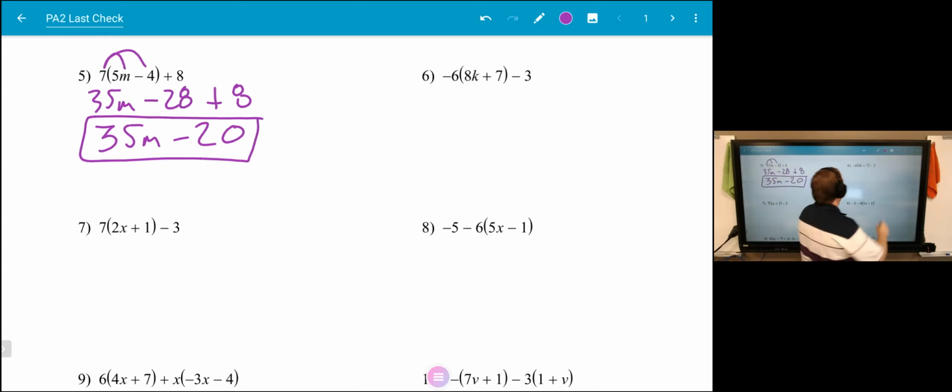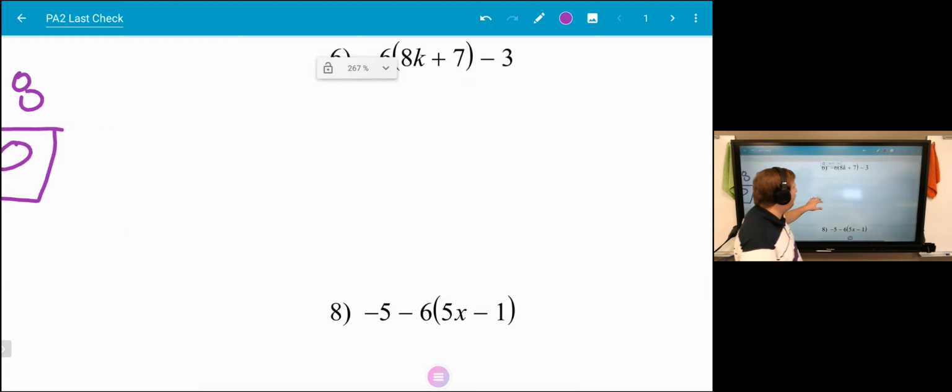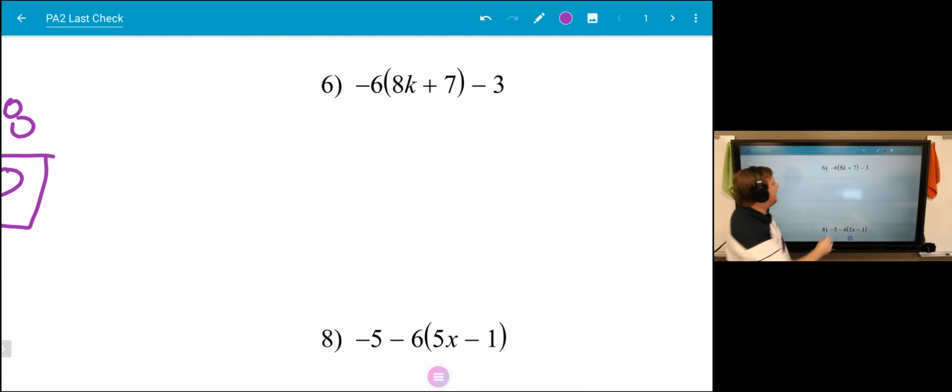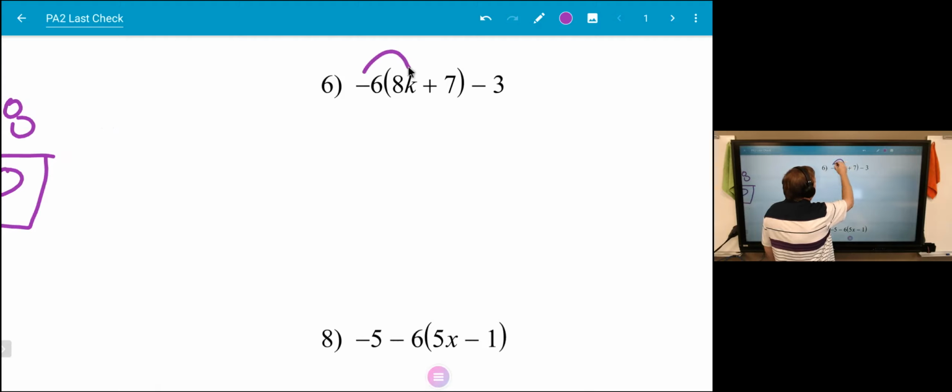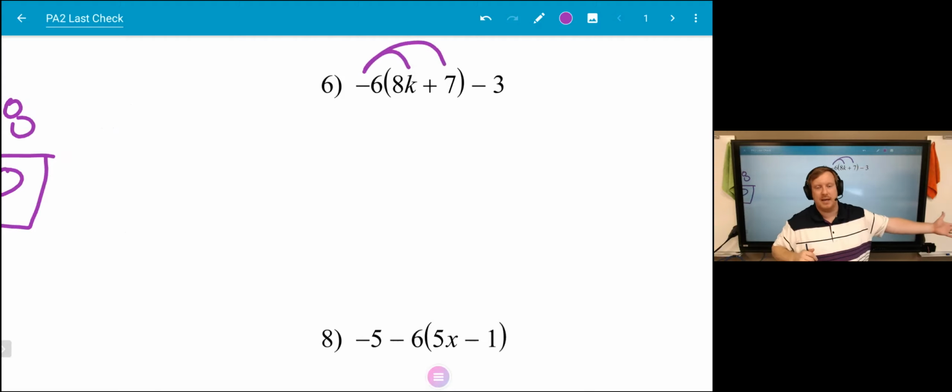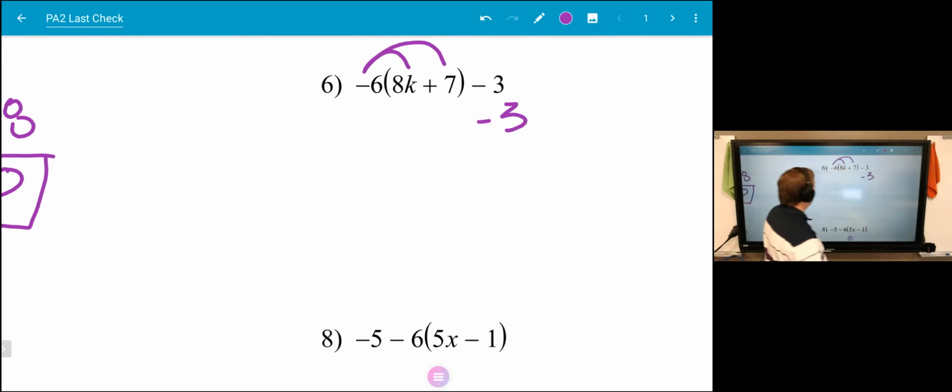All right. Number 6. Now we got some negatives that we're distributing through. We can still do this. That's all right. So this is like negative 6 times 8k, negative 6 times 7, and this minus 3, since it's outside the parentheses, we're not going to mess with. So let's throw a minus 3 down here for now. Well, negative 6 times 8k is negative 48k. Negative 6 times positive 7 is minus 42, or a negative 42.